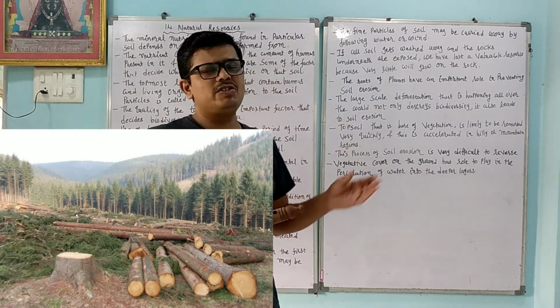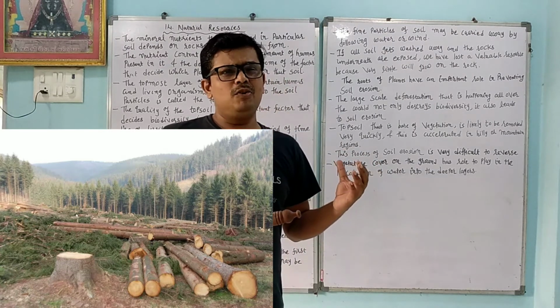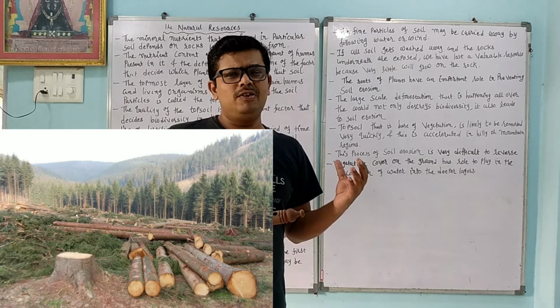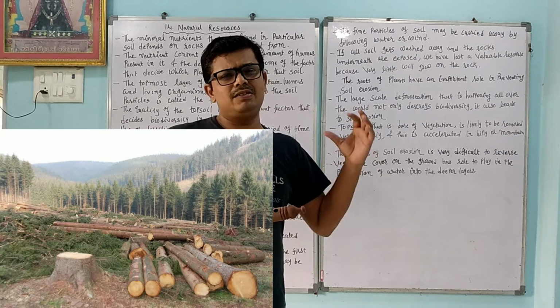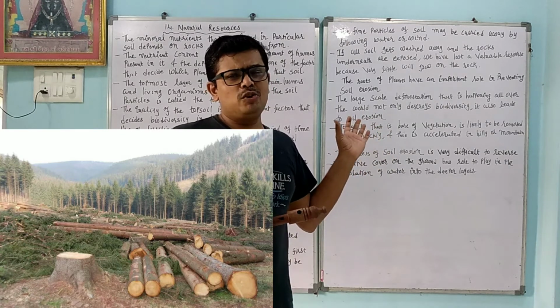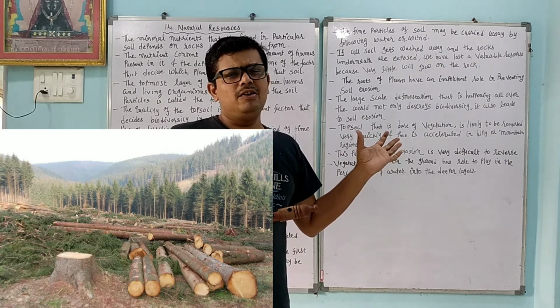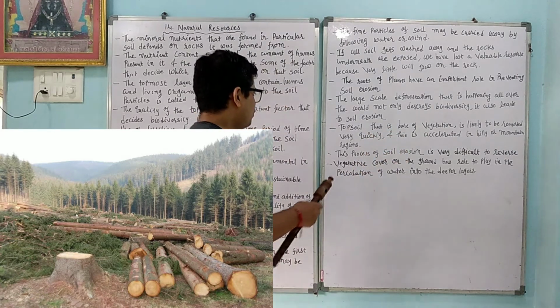In the same way, there is deforestation. Because of deforestation we have so many problems, like we know that the oxygen we need for breathing is available from plants, and plants also consume carbon dioxide. In the same way, if we destroy so many plants, then soil erosion also increases.